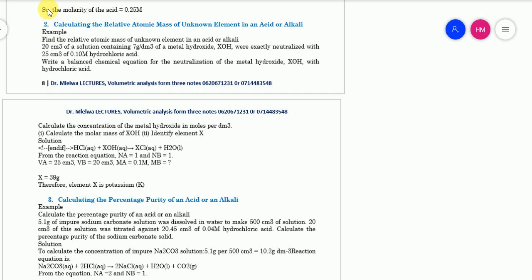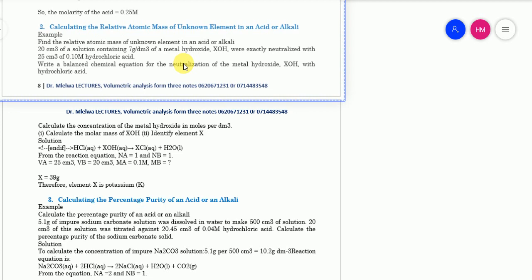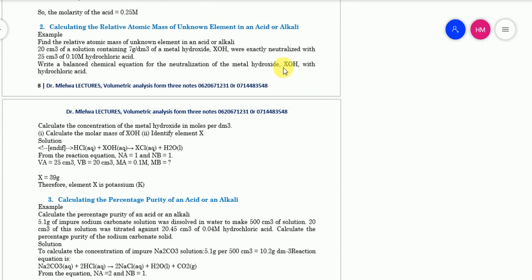Now here we are given one example, and we will use this example to solve the question. Later I will demonstrate it on paper, and after demonstrating it on paper, I hope it will be very easy for you to understand what I'm talking about. If you don't understand now, don't worry, when I demonstrate it, I hope you will understand. Now we want to find the relative atomic mass of an unknown element in an acid or alkali.